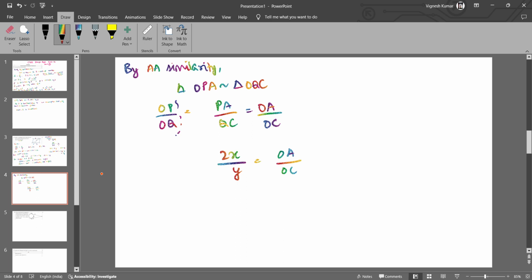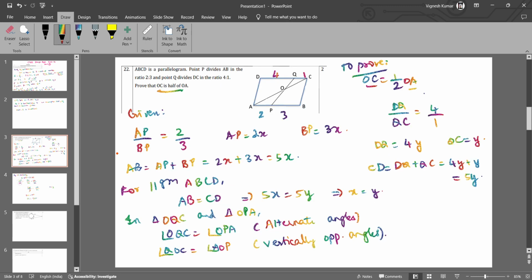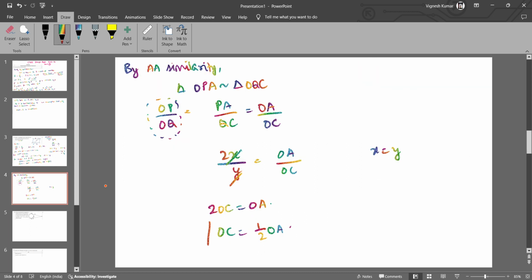Let us not take OP by OQ, as it does not come into our consideration. But we have x is equal to y, so we can just cancel it out, and so we get 2OC is equal to OA. So OC is equal to half of OA. So isn't it what we have to prove? Yes. So OC is equal to half of OA, hence proved.